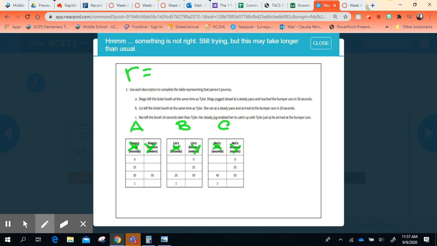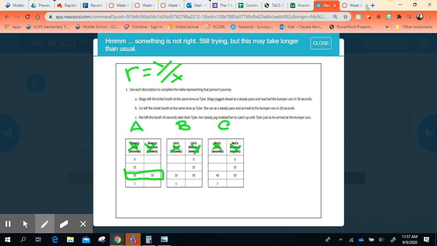R equals what? Y over X. So I have to divide Y over X to find my unit rate. Now I have one row with all the information that I need. I'm going to use that row to find my unit rate, and I can do that for each of those tables.